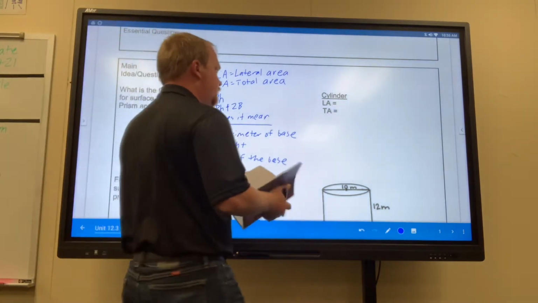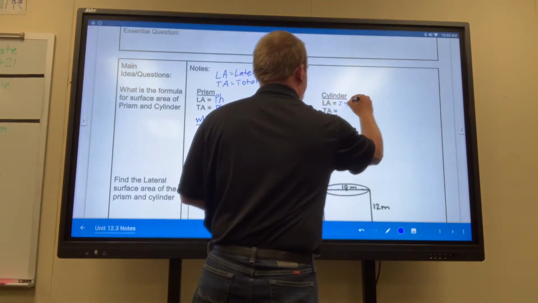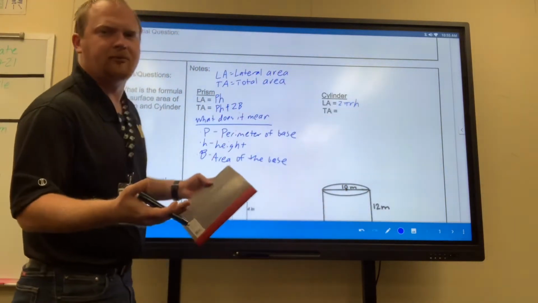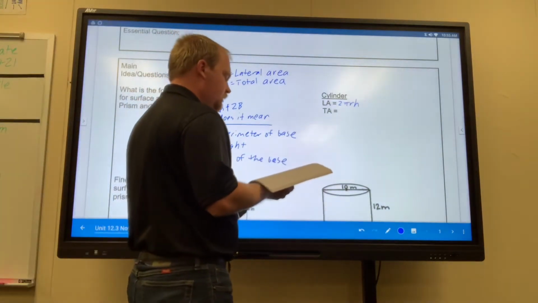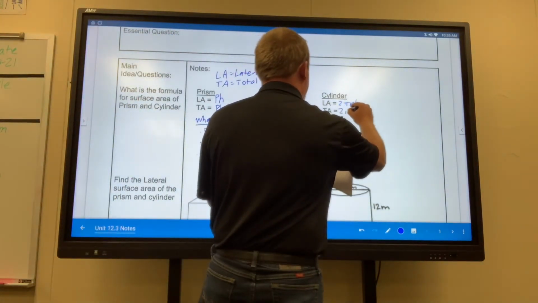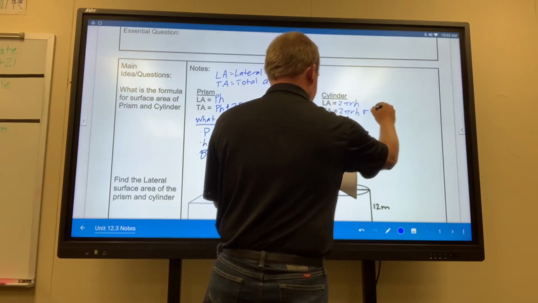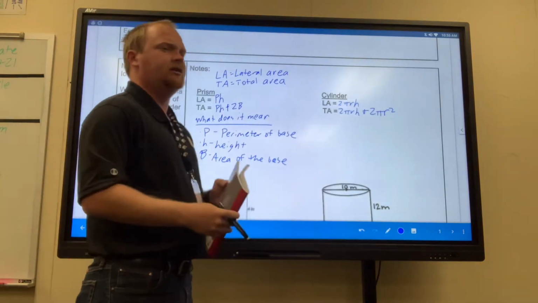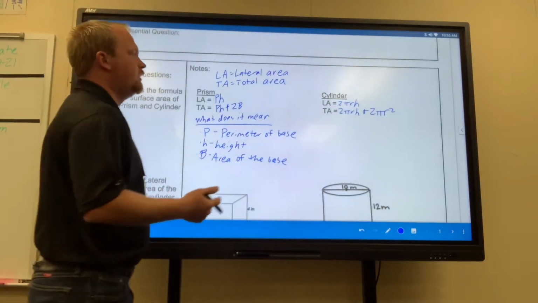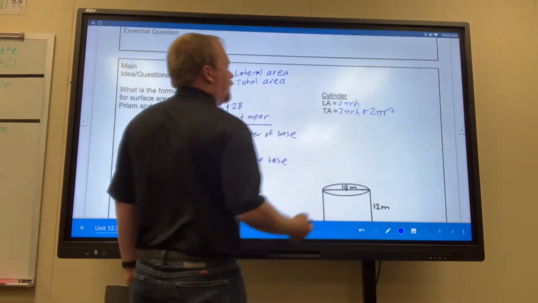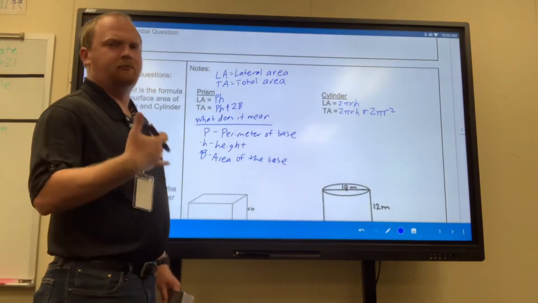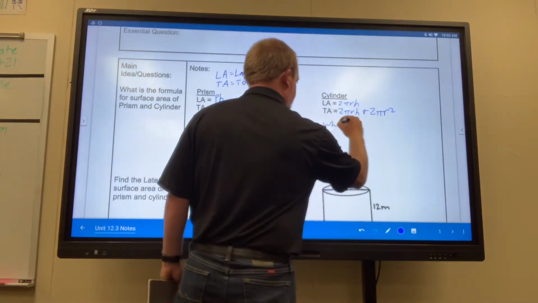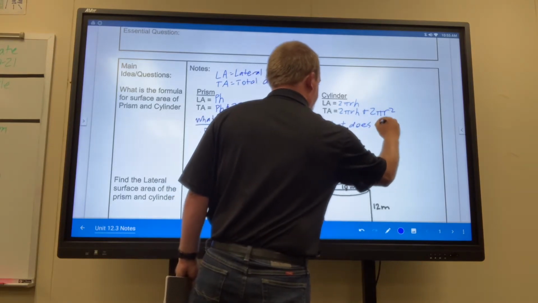Now for cylinders, lateral surface area is 2 pi r times h, so pretty much just the circumference times the height. And then total surface area is 2 pi r h plus 2 pi r squared. So if you notice what's going on, total surface area is basically your lateral surface area plus 2 times the base.